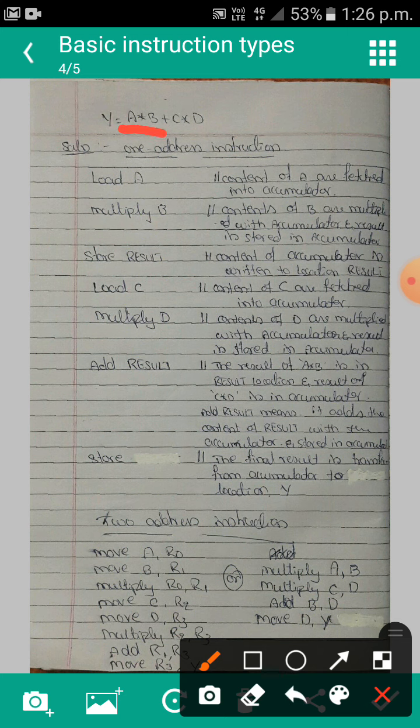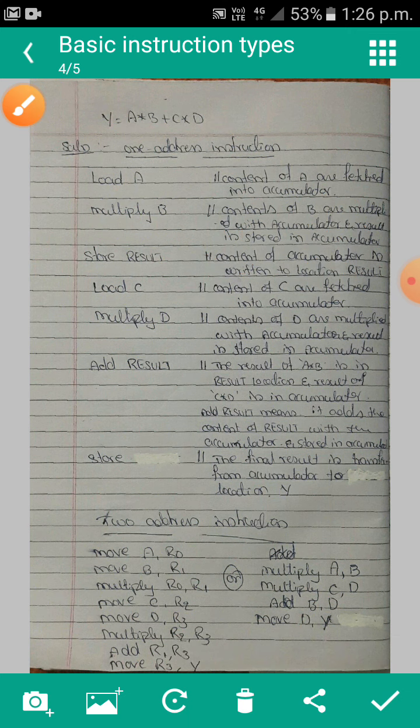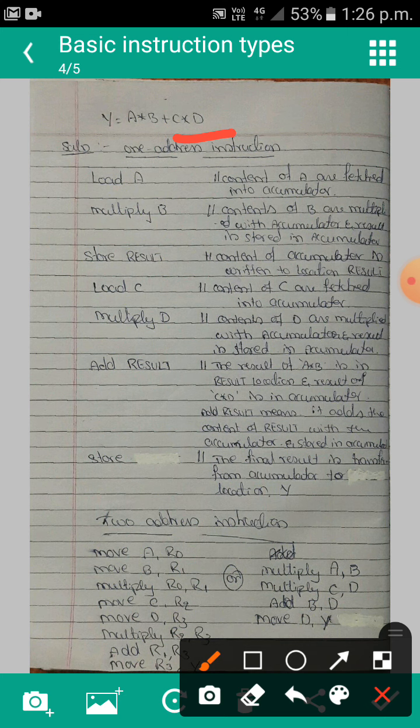So next we have to perform C into D. For that, again load C. Load C means the content of C is moved to the accumulator. Then multiply D means the value of the accumulator is multiplied with D and the result is stored in the accumulator. Now we got the result of C and D. The A into B value is stored in the result memory location and the C into D result is stored in the accumulator now.